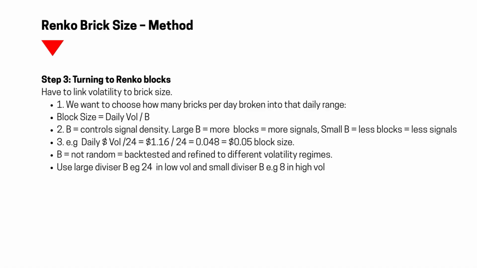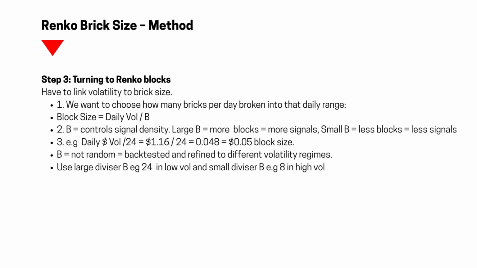Now step three, the most crucial part, turning that volatility information, steps 1 and 2, into Renko blocks. So we've got to link that volatility to the brick size, and we've got to get it in the right regime. And what do I mean by regime? High, medium, low volatility regimes equal different block sizes for different effects. If you use a very small block size in a very volatile regime, you're going to get a lot of signals and probably a lot of noise. So we've got to map the right block size appropriately.